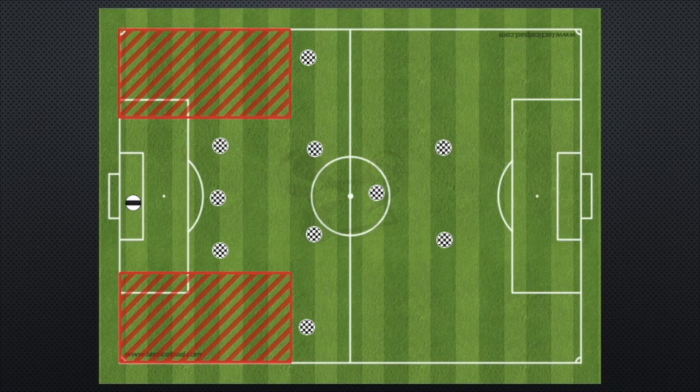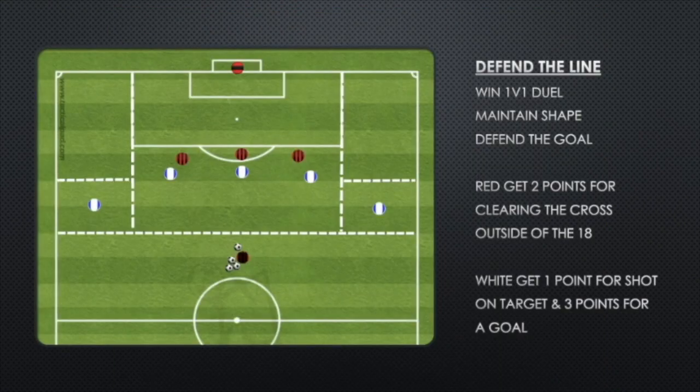Again, one of the areas that the opposition are likely to target are these red zones here in behind your wing backs, based on what you're asking your wing backs to do and how high up the field they're likely to get. So with that in mind, we're going to look at two different activities. With this defend the line game, again, 1v1 defending within the central areas.